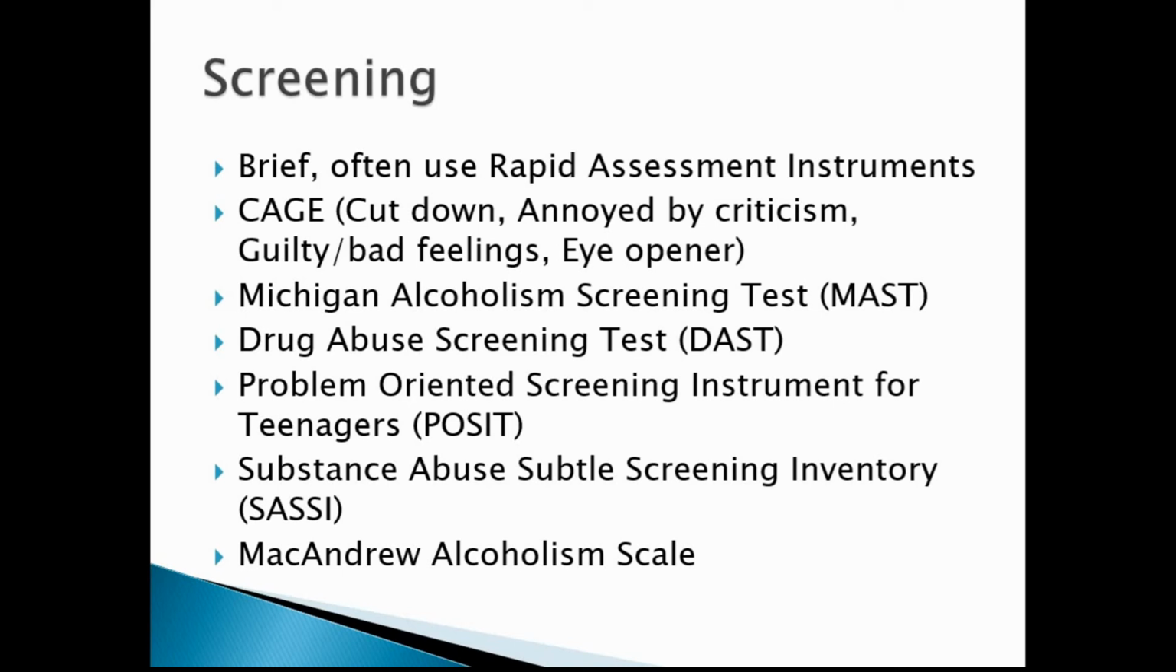Drug Abuse Screening Test, or DAST. Problem-Oriented Screening Instrument for Teenagers, or POSIT. Substance Abuse Subtle Screening Inventory, or SASI. And then there's also the McAndrew alcoholism scale. So these are other instruments that you can give to somebody. They can take them in a few minutes, and you can get a sense pretty quickly of, does this person have a problem or not? So it doesn't give us a whole diagnosis, but it lets us know if this is somebody we need to look further at?